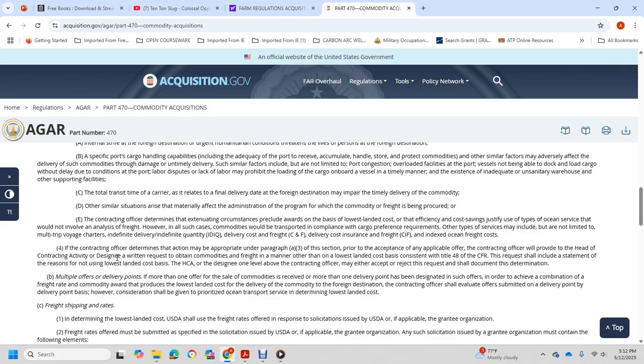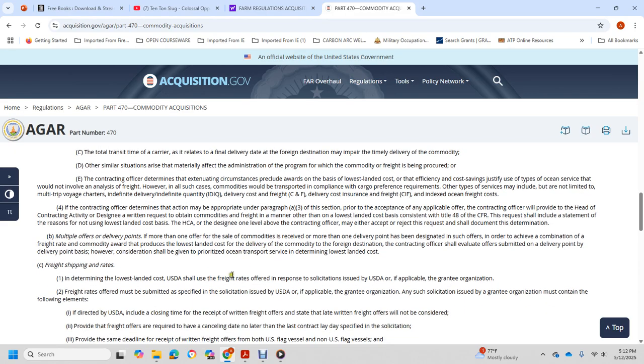Multiple offers of the delivery points. If more than one offer for the sale of the commodities is received with more than one delivery point, the contracting officer shall proceed with the lowest landed cost of the delivery of the commodity to the foreign destination. The contracting officer shall evaluate offers submitted on a delivery point by delivery point basis. However, consideration should be given prior to the ocean transport service to determine the lowest landed cost.